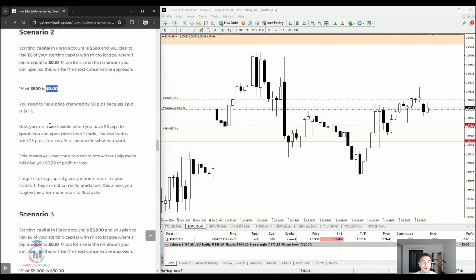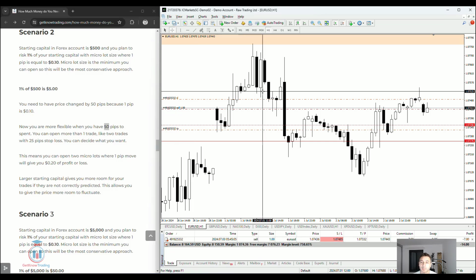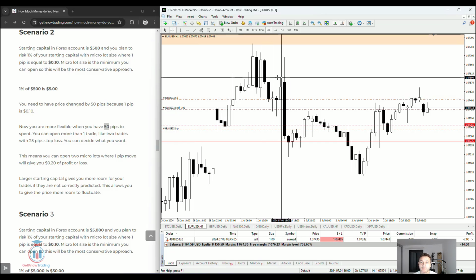Now, if you would like to lose $5 with 1 micro lot, which is where 1 pip is equal to 0.1, you will need to lose 50 pips. That means much more, because you will have 50 pips of free space.